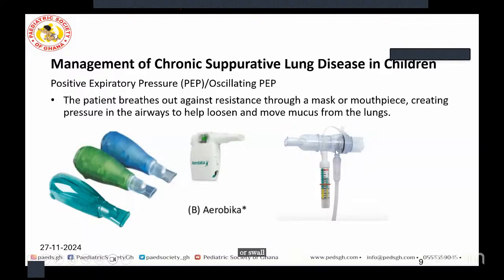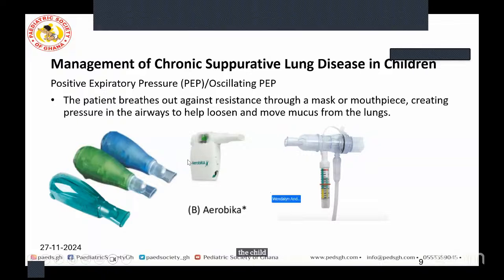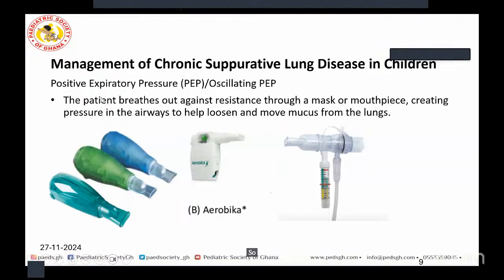The one you see on your right here is more mechanical. It's connected to a machine, and that is how it works. But these ones are manual, like the child will just take in a deep breath and blow through it. So these are called positive expiratory pressure PEP devices or oscillatory PEP devices.